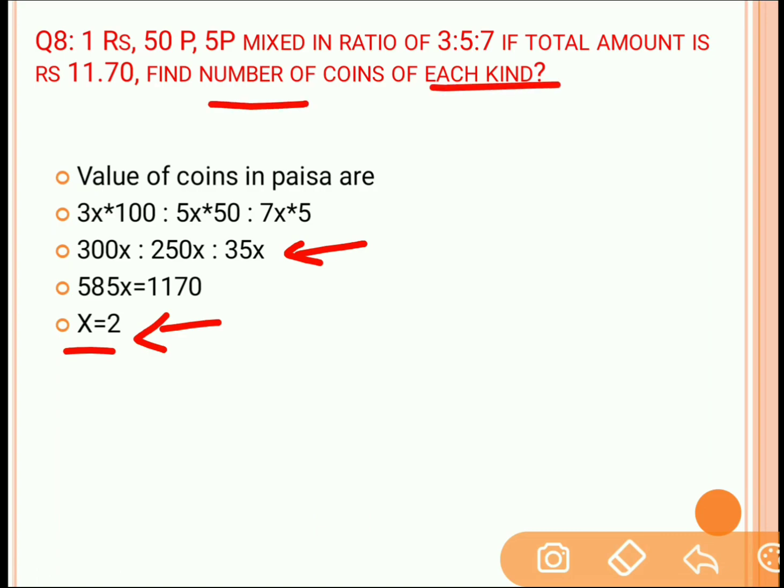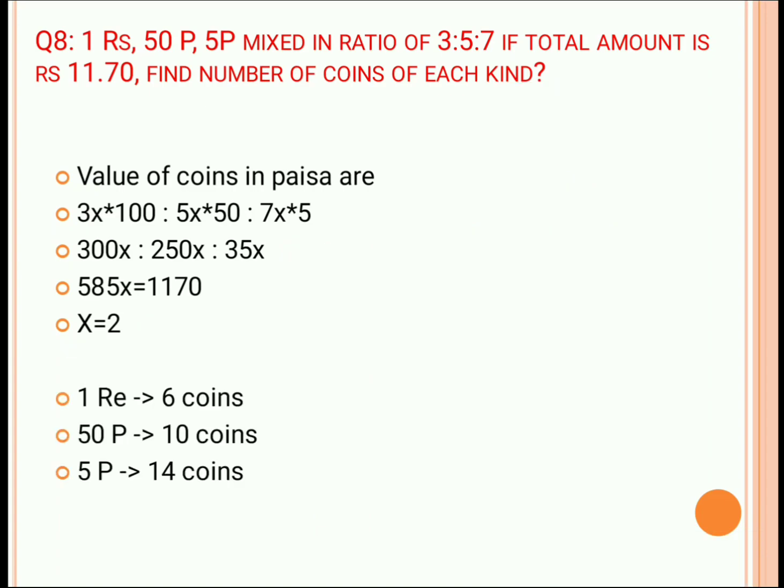So if x is equal to 2 and we need to find the number of coins of each kind, 1 rupee coins are in 3x proportion. So 3x means 6 coins. So there are 6 1 rupee coins. Same way, 5x is equal to 10, so there are 10 50 paisa coins, and there are 14 coins of 5 paisa because 7x is equal to 14. So this is how we can find the number of coins of each kind.